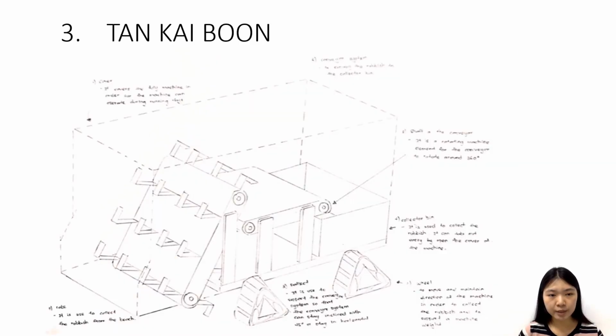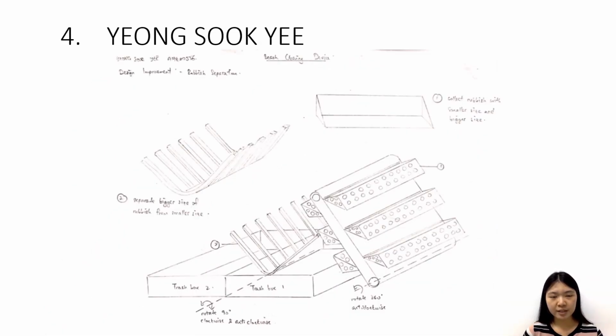The third modified design is from Kai Boon. This design removes the vacuum. 2 conveyors are used to collect and separate the beach rubbish. The fourth modified design is from Yeong Sook Yee, and this design modifies the rubbish separation part. The rack is changed to net shape, and also the bigger size of rubbish will be separated by using the metal frame by rotation of 90 degrees.